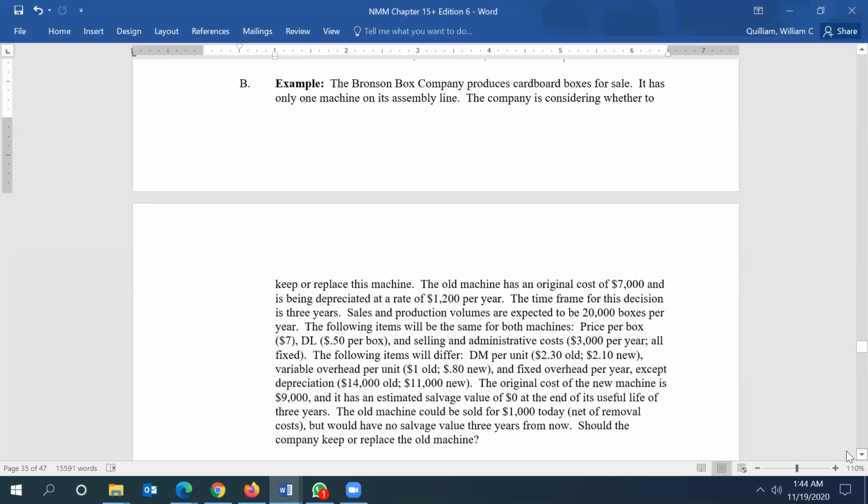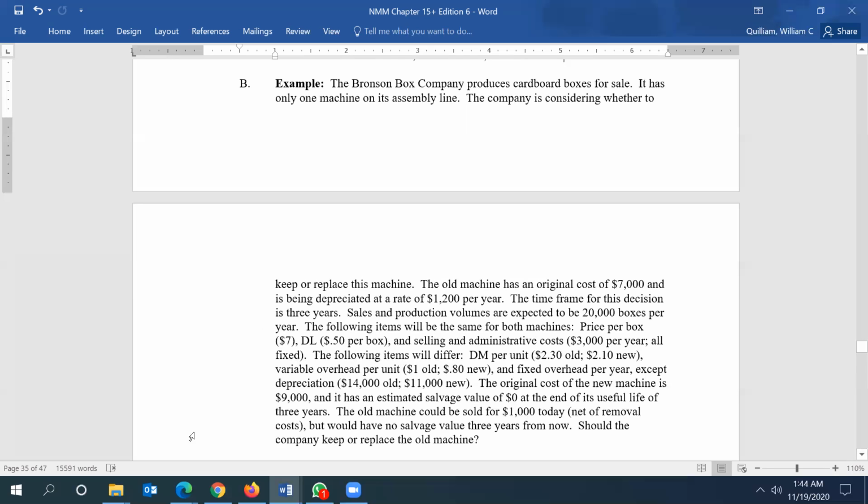Now, the original cost of the new machine is $9,000, and it has an estimated salvage value of 0 at the end of its useful life of 3 years. The old machine could be sold for $1,000 today, net of removal costs, would have no salvage value 3 years from now. So should the company keep or replace the old machine?